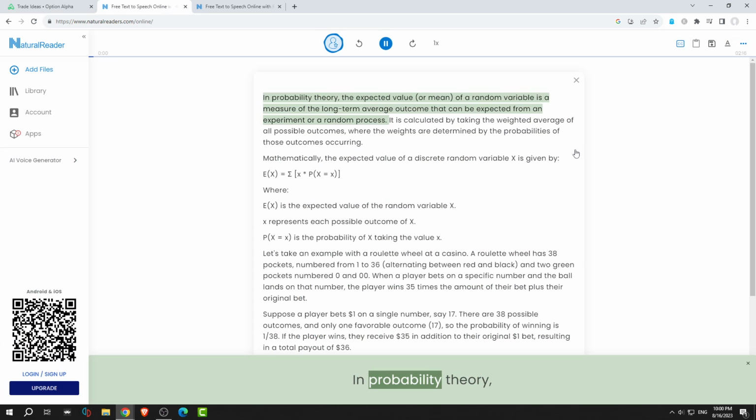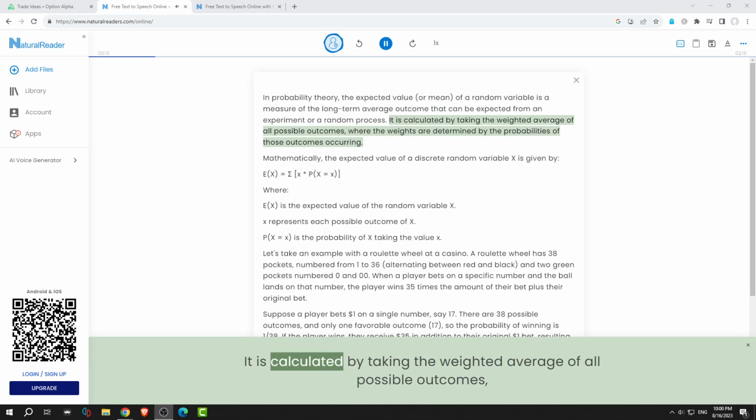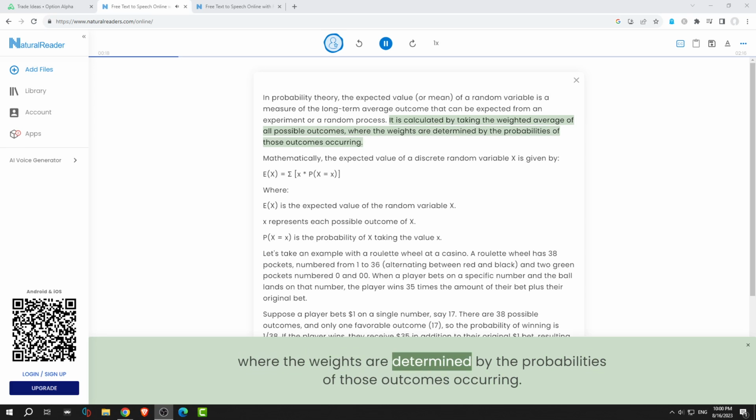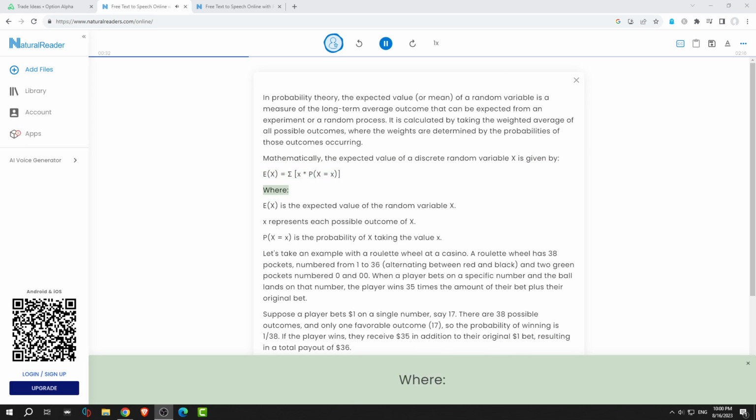I have it here. In probability theory, the expected value of a random variable is a measure of the long-term average outcome that can be expected from an experiment or a random process. It is calculated by taking the weighted average of all possible outcomes, where the weights are determined by the probabilities of those outcomes occurring. Mathematically, the expected value of a discrete random variable x is given by E equals, where E is the expected value of the random variable x. X represents each possible outcome of x. P is the probability of x taking the value x.